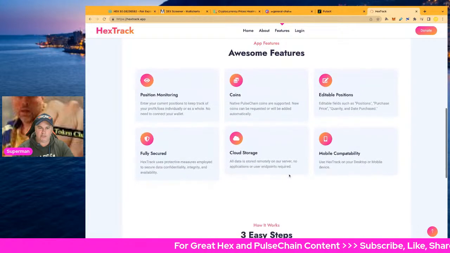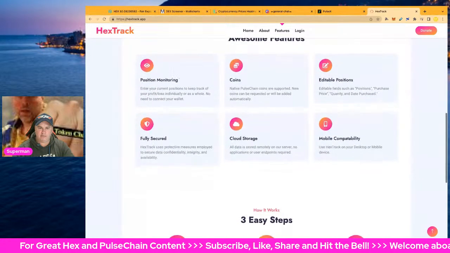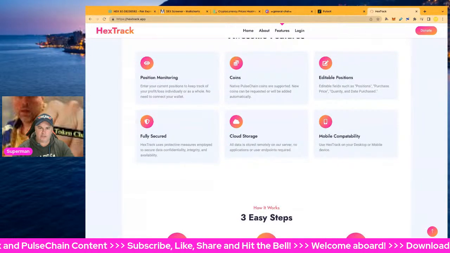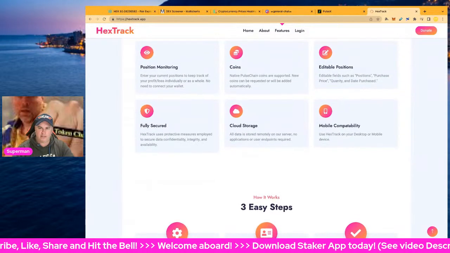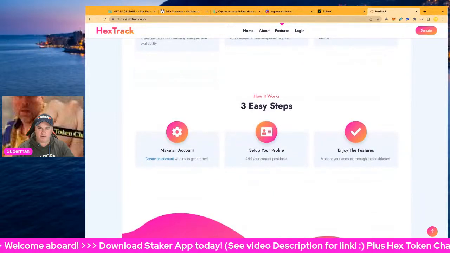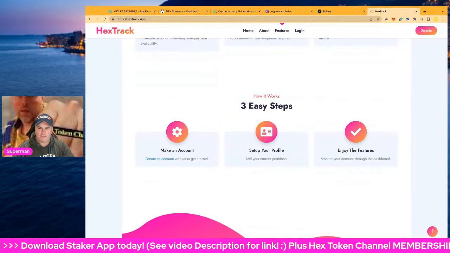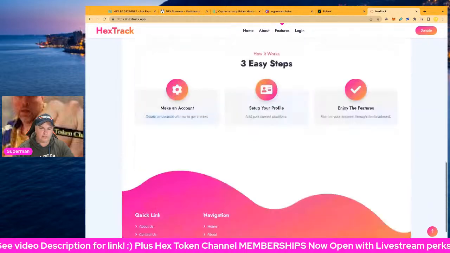Fully secured. Hextrack uses protective measures employed to secure data confidentiality, integrity, and availability. Cloud assures all data is stored remotely on our server. No applications, mobile compatibility. Use Hextrack on your desktop or mobile device. Make an account, set up your profile, enjoy the features on there. And of course, what else have we got in there?